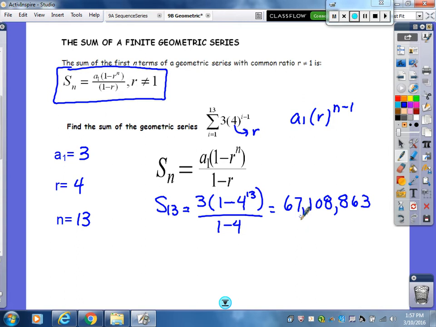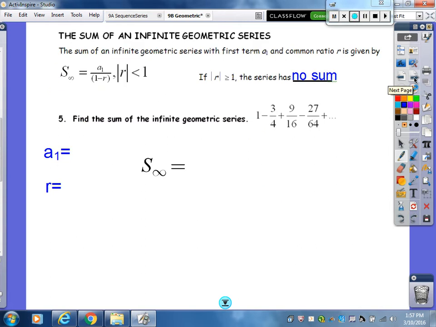Alright, let's finish up our formulas here. Last formula. This is the sum of an infinite geometric series. Alright, so the first term is a sub 1 and our ratio is r. Now notice we have a restriction here. The absolute value of our ratio has to be less than 1. If the absolute value of our ratio is greater than or equal to 1, the series has no sum. It's going to keep getting larger without bound, so it doesn't have any sum.